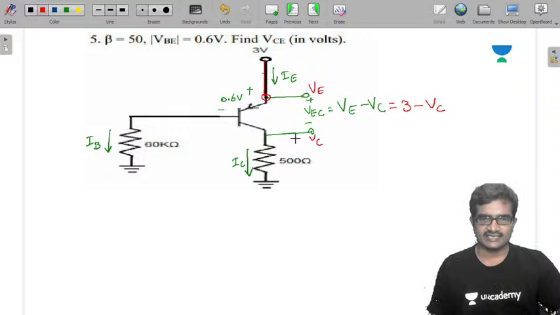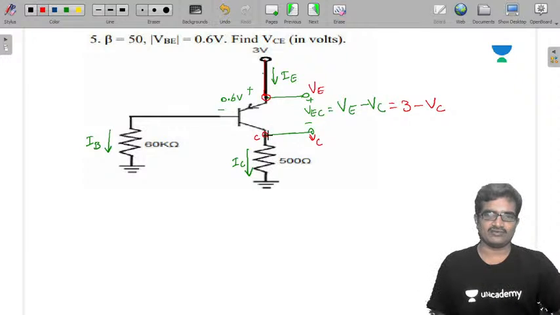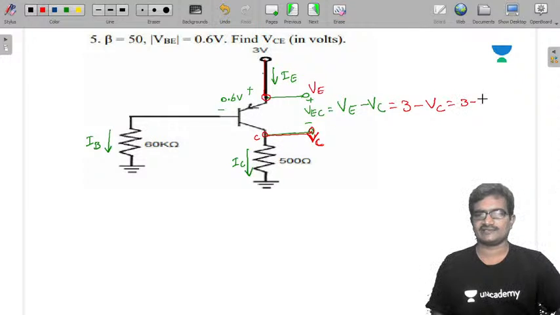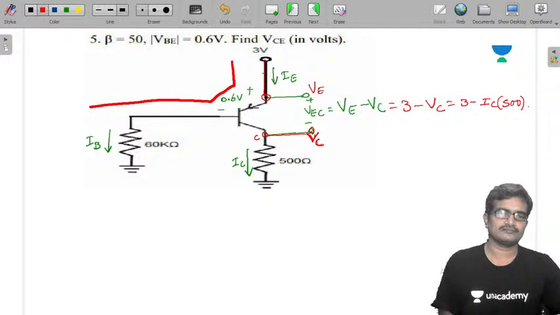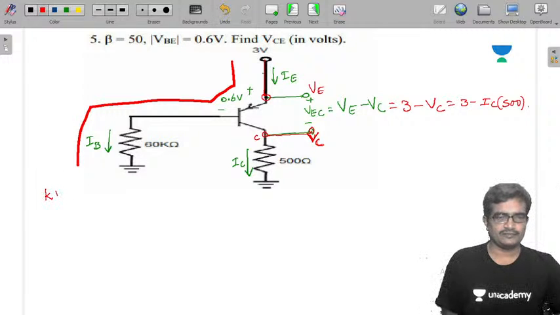What is voltage at collector? It is IC into 500 ohms, because this is the collector terminal. I want voltage at this point, that is VC. Voltage V equals IR, so IC into 500 ohms. So it is 3 minus IC into 500 ohms. Just you need to calculate IC value. To calculate that, first I am applying KVL to the input loop to calculate IB.